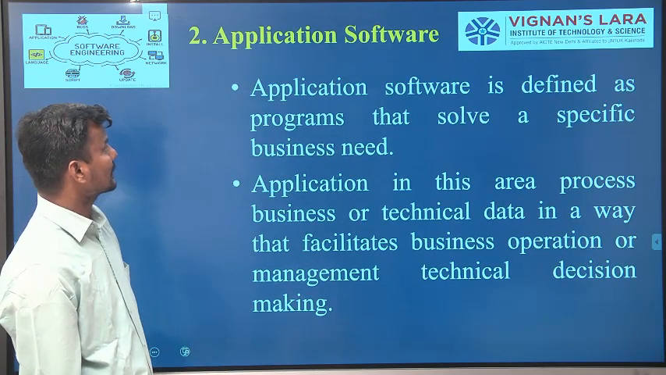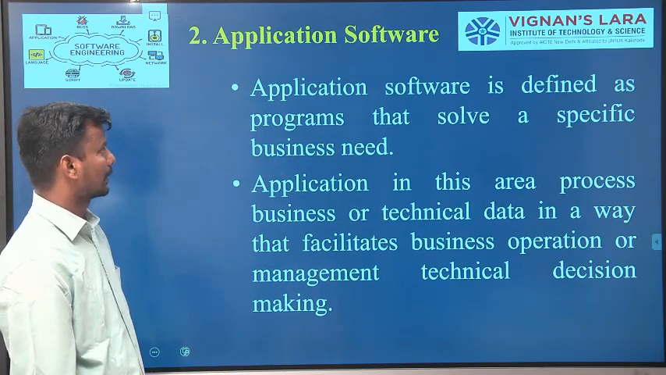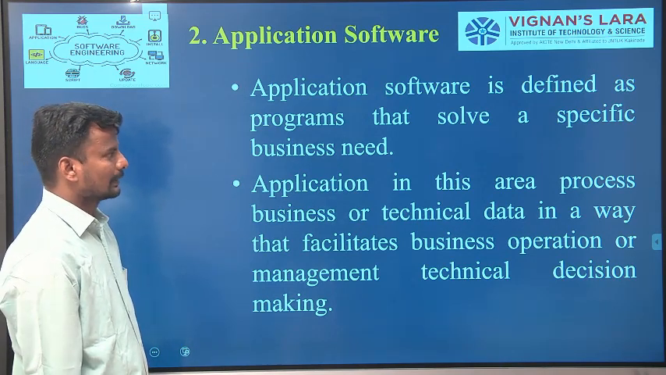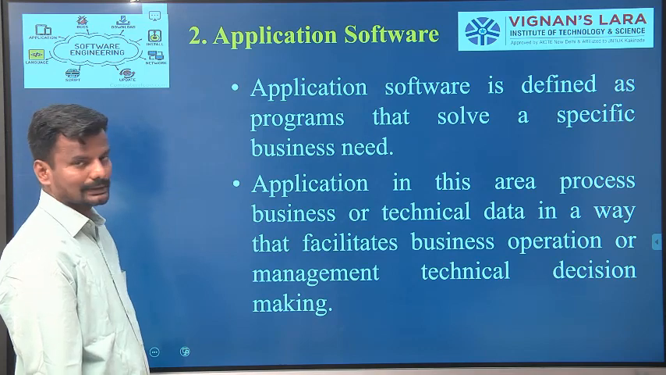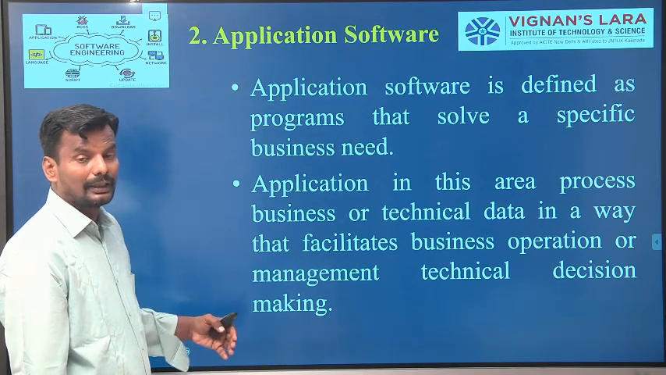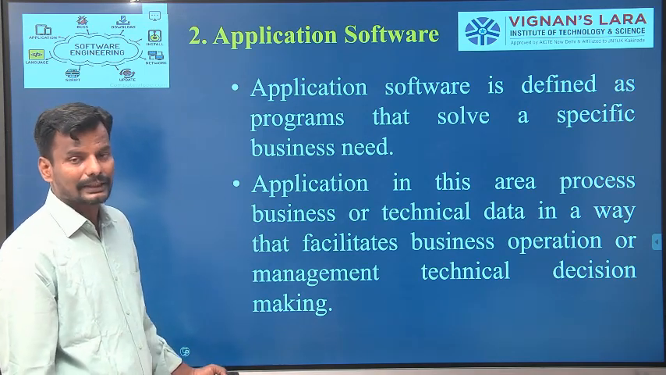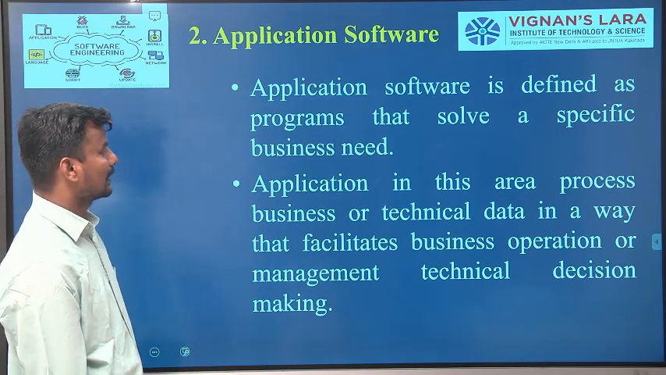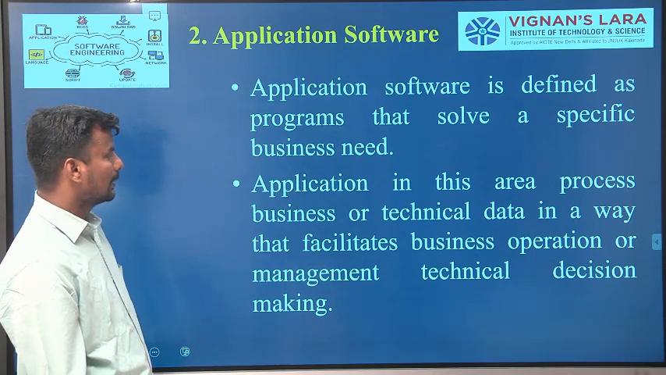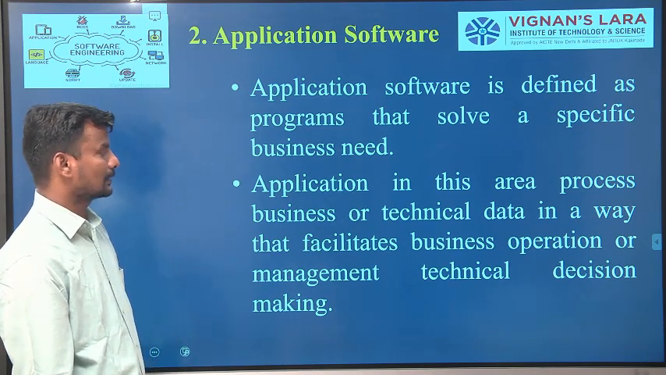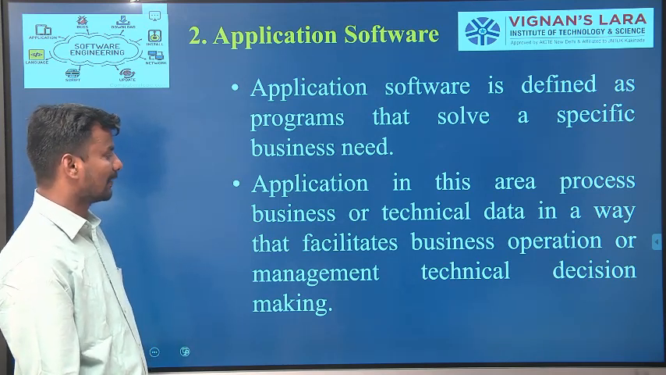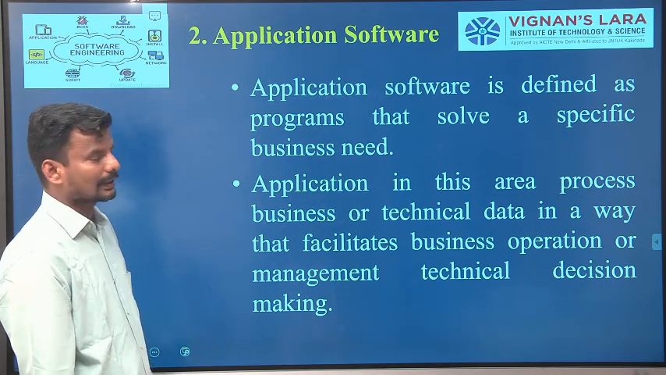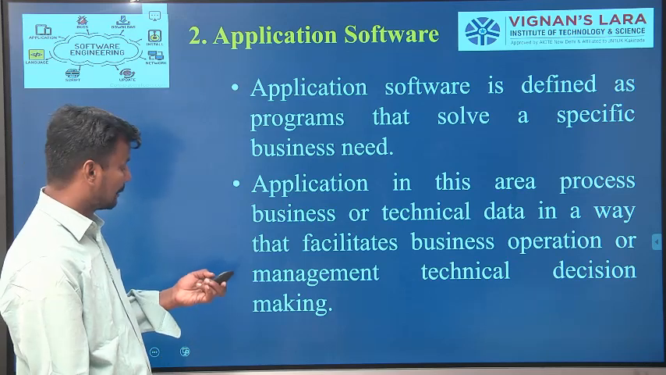And the second one is the application software. Application software is defined as a program that solves a specific business need. The application software is mainly used in the area of business process or technical data in a way that facilitates business operations or management technical decision making. These are all the areas where we use application software.